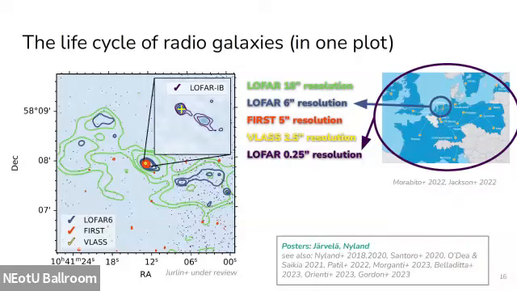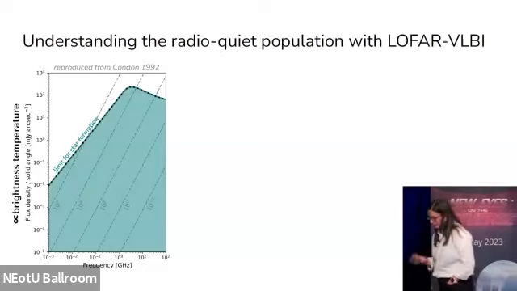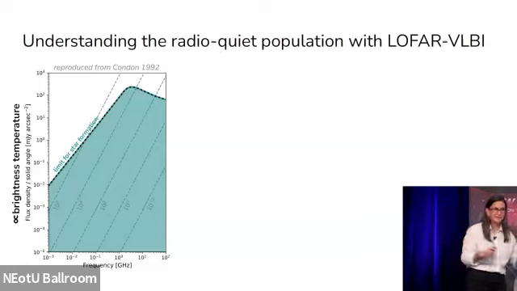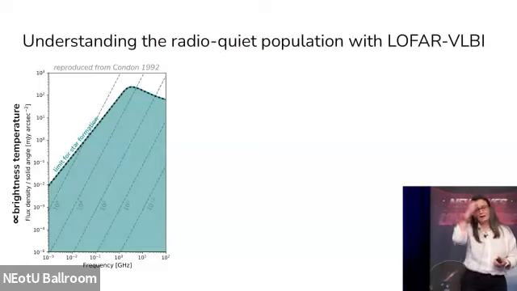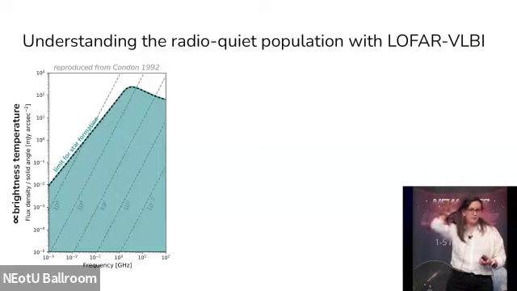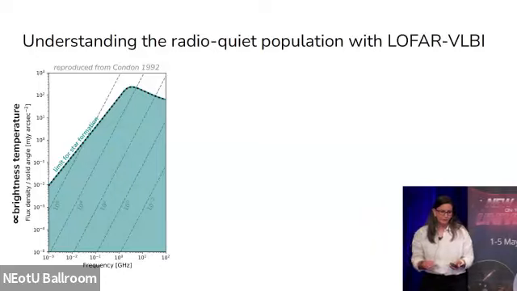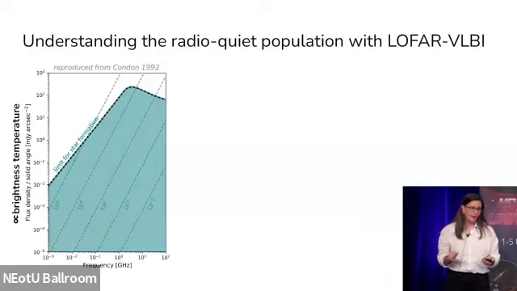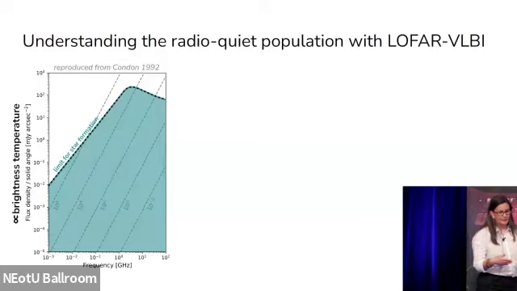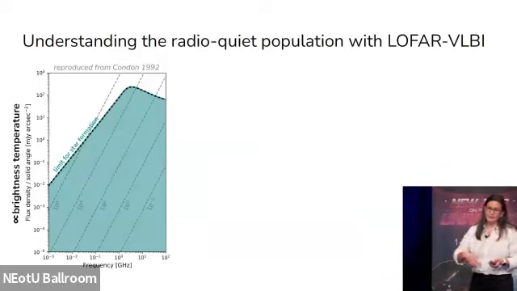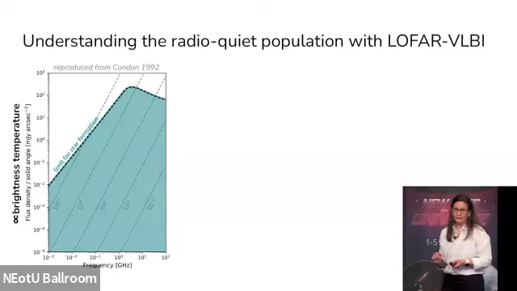Okay, so in the last few minutes, I just want to show you something really cool you can do with LOFAR at sub-arcsecond resolution. So we can really start to understand the radio quiet population with what I call LOFAR VLBI. So that's using the full array of LOFAR rather than just the Dutch stations. So this figure is reproduced from a paper by Jim Condon in 1992. On the y-axis is flux density per solid angle, and on the x-axis is frequency. The dashed lines on the plot are lines of constant brightness temperature.